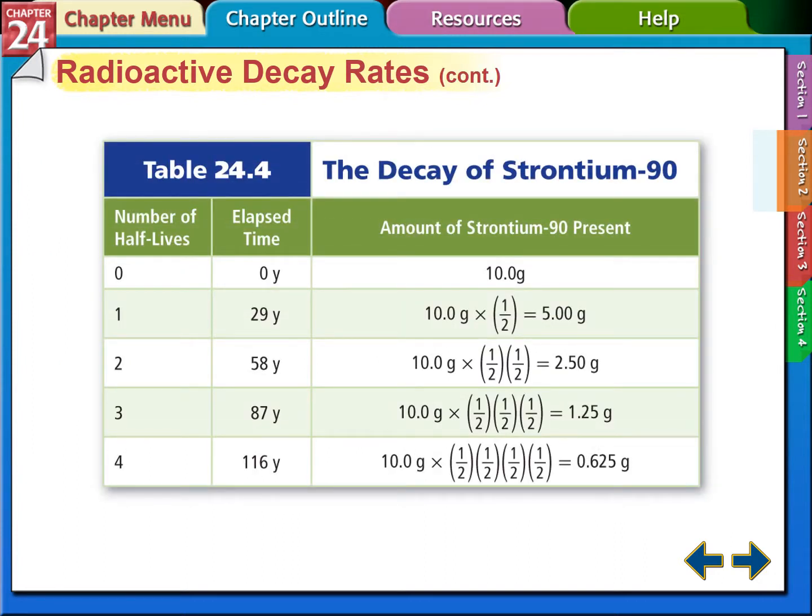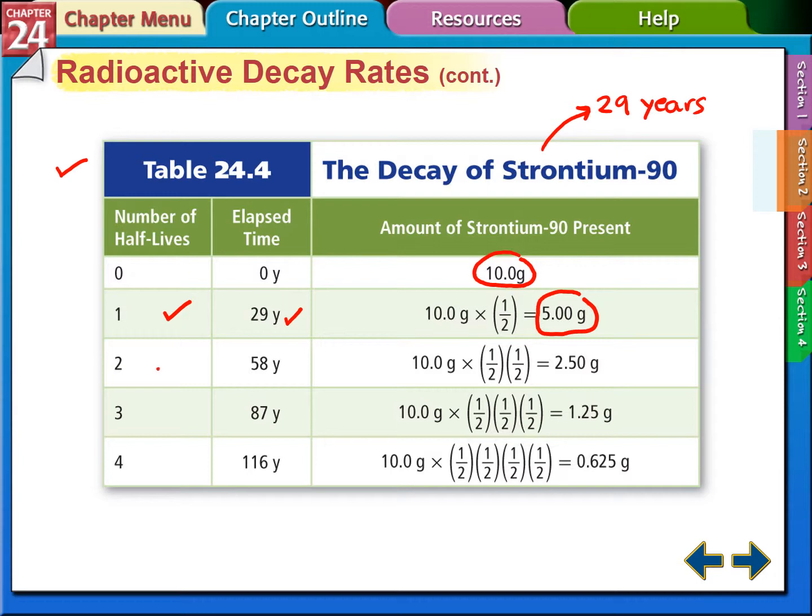Now here is an example. Table 24.4 shows the decay of strontium-90. Now the half-life of strontium-90 is 29 years. So meaning, if the initial amount of strontium is 10 grams, after one half-life, that is 29 years, half of the initial amount would remain and the other half would have decayed.